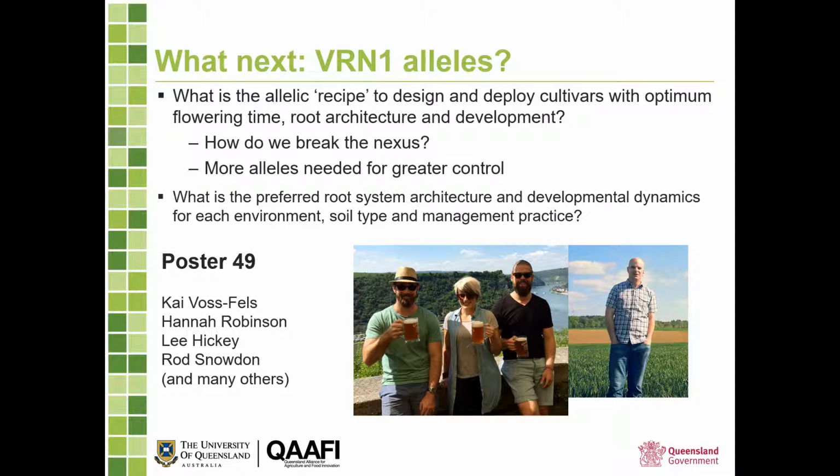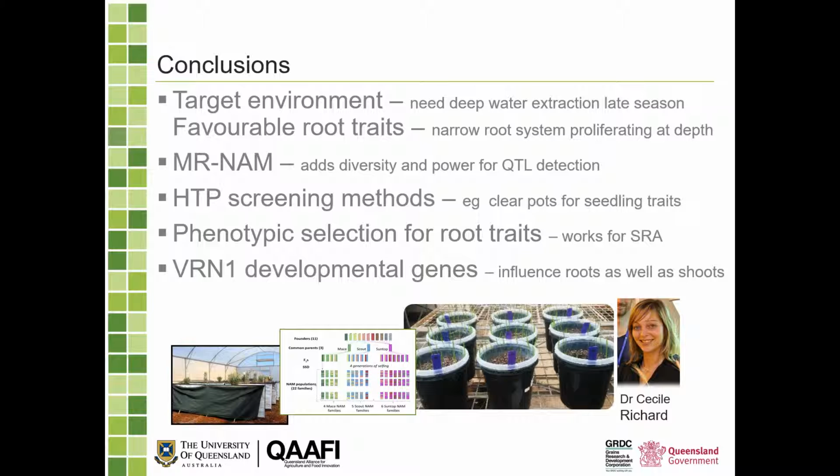So basically I outlined how our target environment has dictated which traits we needed to select for, showed you the nice population that Lee and Cecile developed for incorporating those traits into relevant backgrounds for our environments. We talked about that high throughput screening method that Cecile was able to successfully use to shift the phenotype for seminal root angle. And just a quick plug for the VRN1 work and the poster, and any questions about that I'm happy to answer or refer you to Lee later on.